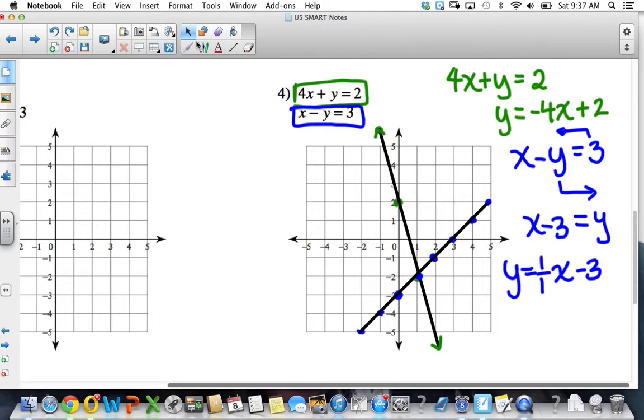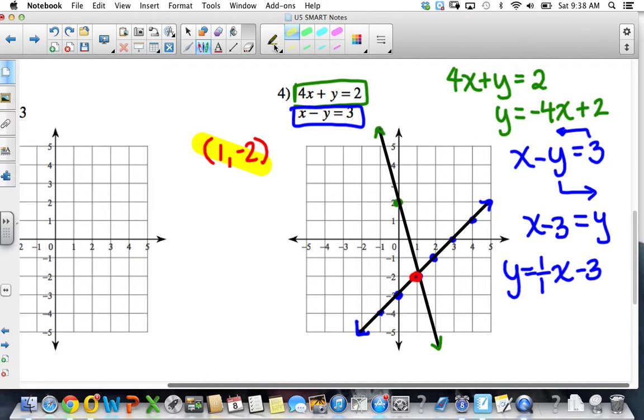So I have drawn my lines. Again, I need to put arrows on the end because lines go on forever. These are not segments. And the most forgotten part of this is actually stating the point of intersection. The solution to this system of equations is (1, negative 2). So make sure you write the solution as an ordered pair with parentheses around it because it is a point, a location on the graph.